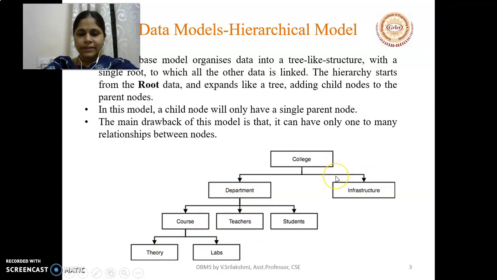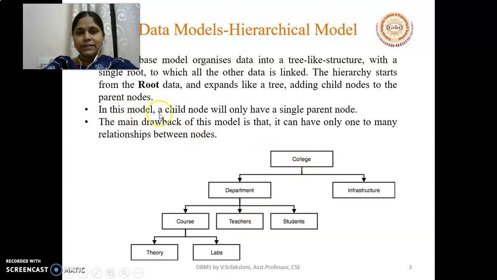In this diagram we can see the college model, for example. A college will have departments and also infrastructure. And in the department again we have course, teachers and students. Again in the course we have theory and also labs. Likewise, this is the hierarchical representation of the college database model.